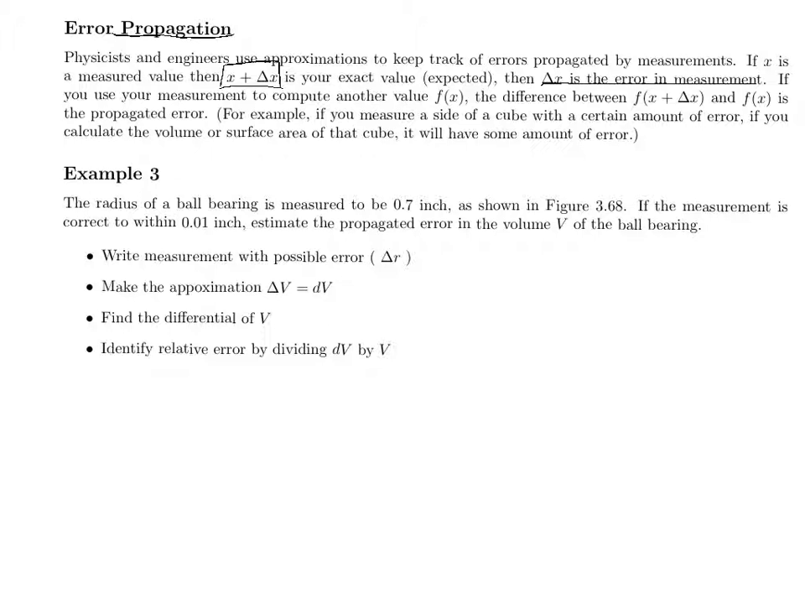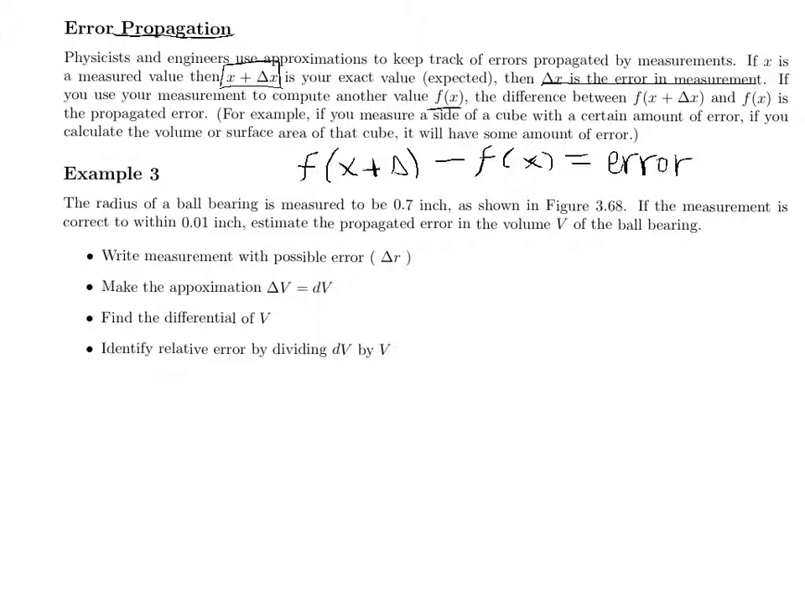So when we use that to compute another value, it's like plugging it into a function, f. Then the difference between the function, so your calculation at that perfect value, and the calculation at your actual value, whatever it was you actually measured, that is going to be the error in your calculation, or what we call propagated error. So, error in your calculation.